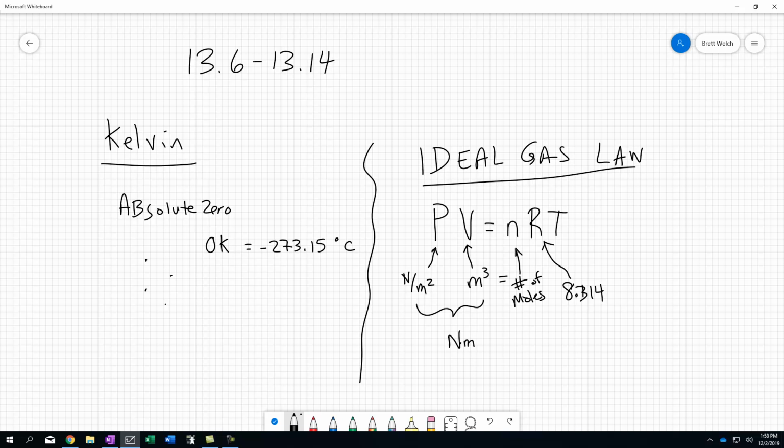Over here in our nRT, n is moles. Okay, so you have moles. And then T is temperature in Kelvin. We're going to get to that in a second. So over here, we'd have to cancel all of that, ending up with Newton meters per mole times Kelvin. These units just end up being leftover units, whatever it takes to cancel. So I'm not going to worry too much about that.